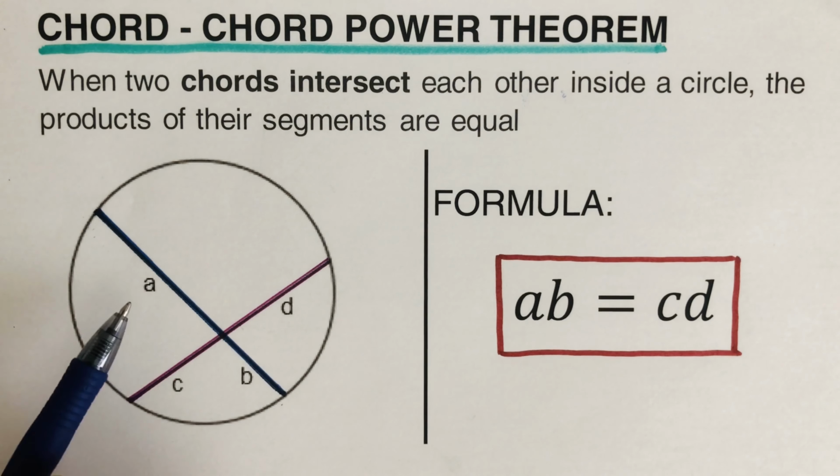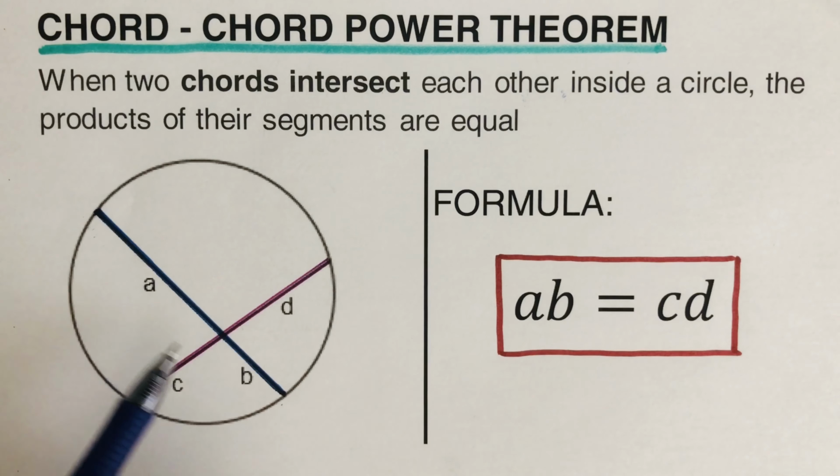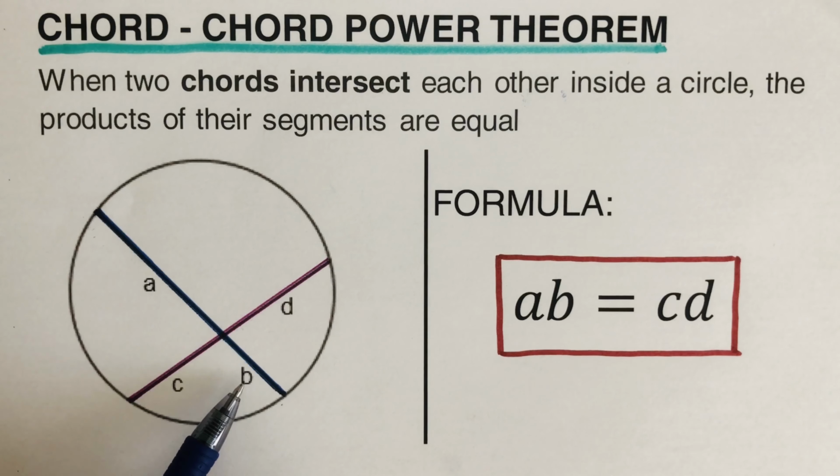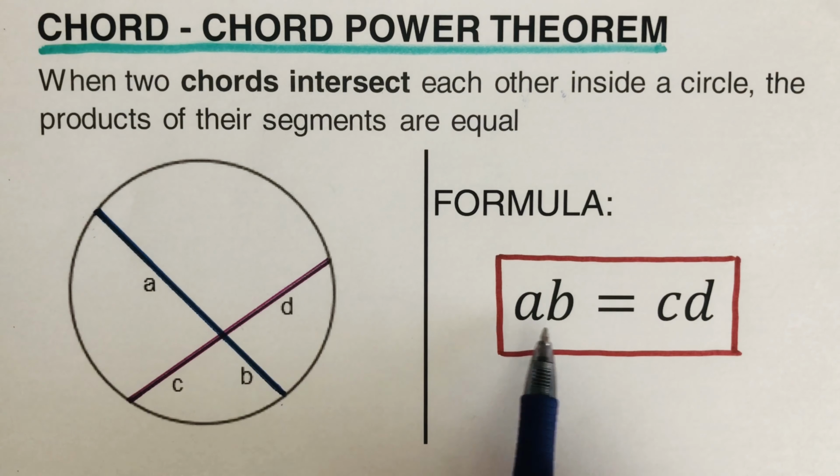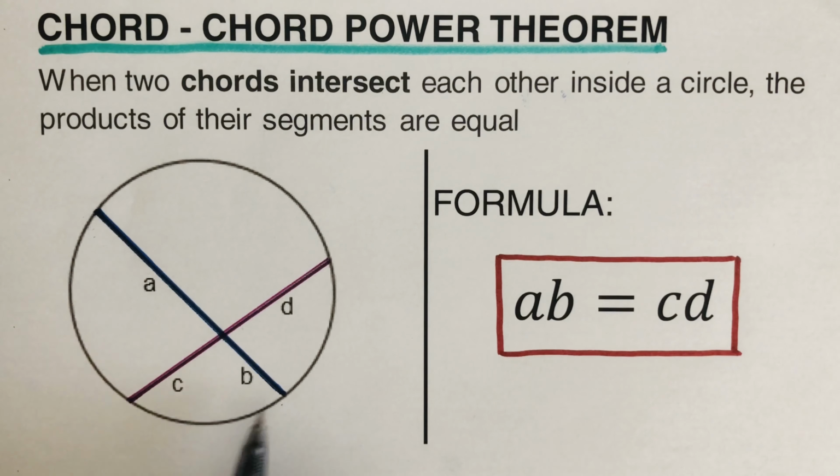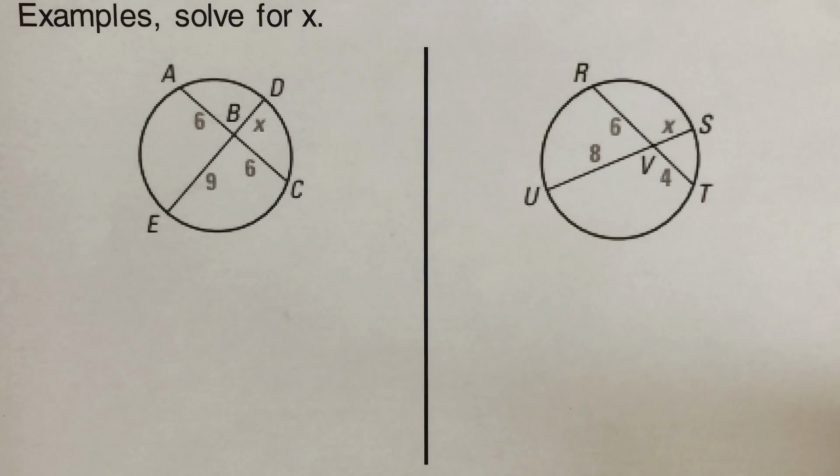That means if I multiply A times B, whatever that value is, that would be equal to the length of C times D. And so we have an equation right here. So A times B is equal to C times D. To better understand this, let's have an example. So let's take this as an example right here.